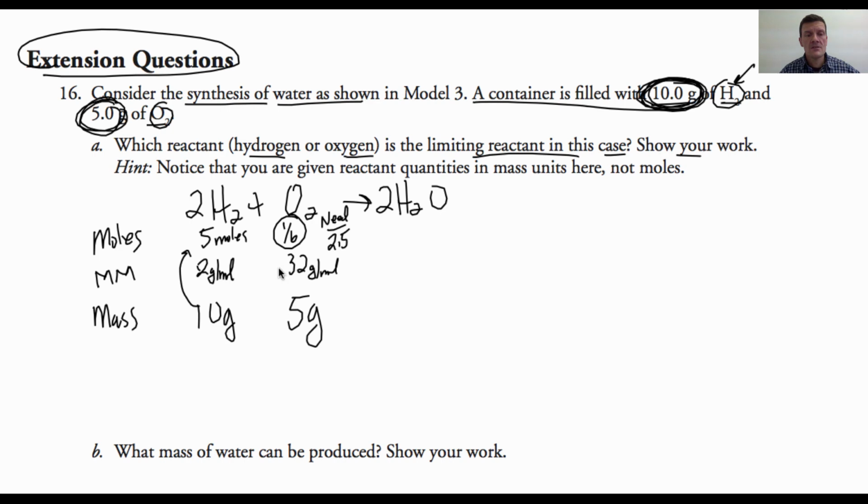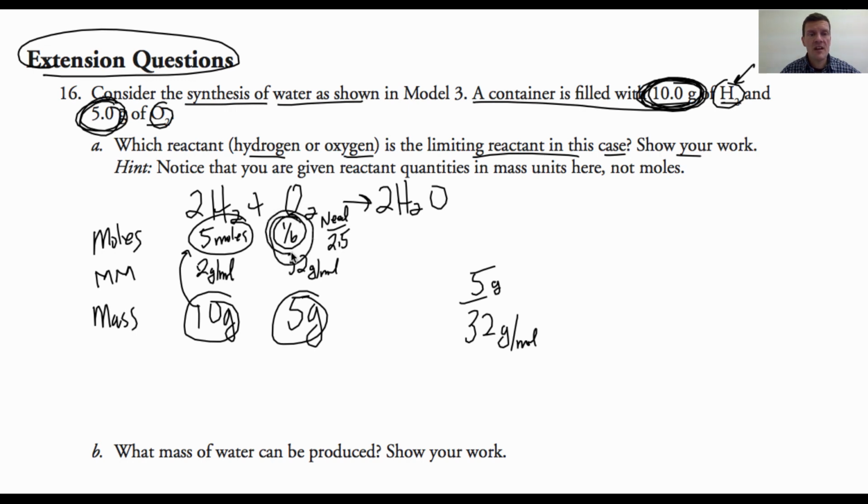Okay? So that means my 1/6 of a mole, or my 5/32 of a mole, this is grams and grams per mole. This is going to give me how many moles of oxygen I have. If I want to find out how much water is going to be produced, I can't use my 5 moles of hydrogen here. Not all 10 grams of the hydrogen are going to be used up. All 5 grams of the oxygen, yes, because that's my limiting reactant. So to fully consume all of the hydrogen, I need 2.5 moles of oxygen. I don't have 2.5. So this is my limiting reactant.